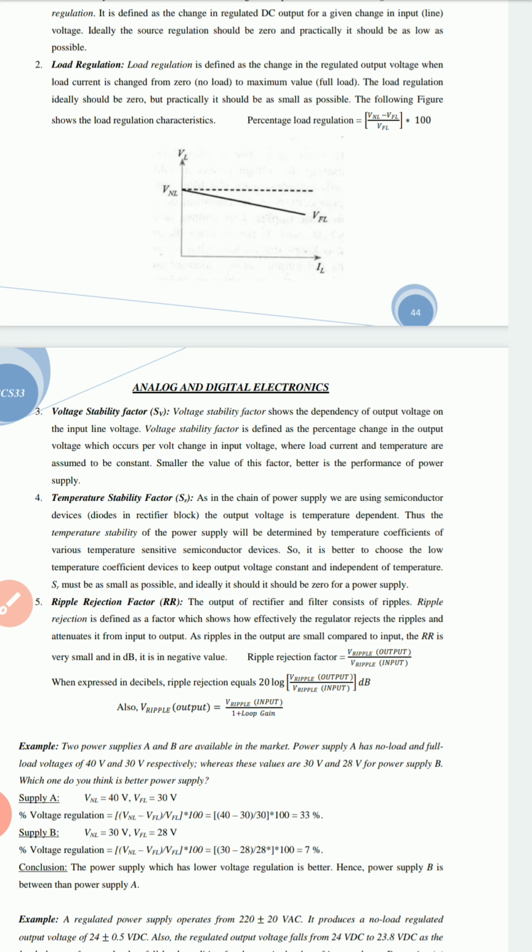Mainly, the output of the rectifier filter contains a ripple. Ripple rejection is defined as a factor which shows how efficiently the regulator rejects the ripple. The filter output has some ripples, and when it comes to the regulator, the regulator rejects those ripples. That is what we need to find out as the ripple rejection factor. It is the ratio of V ripple output divided by V ripple input. If I want to find it in decibels, it is 20 log of that. This is about the ripple rejection factor.